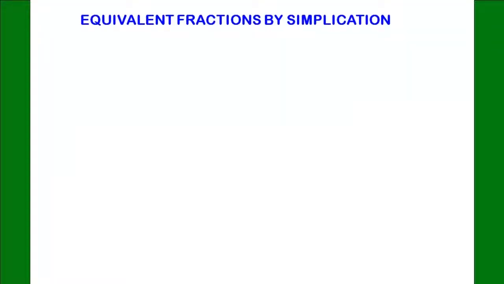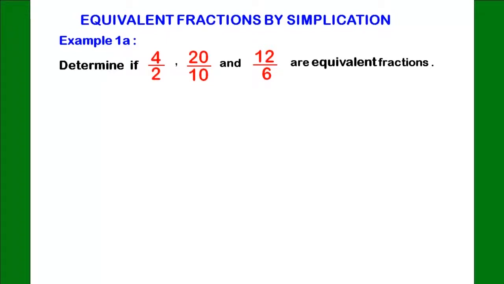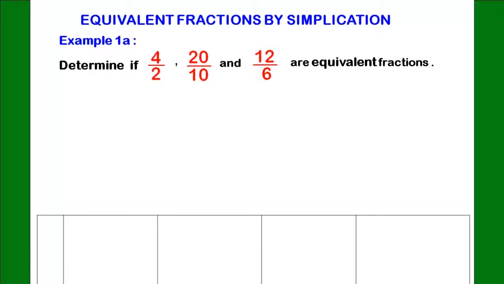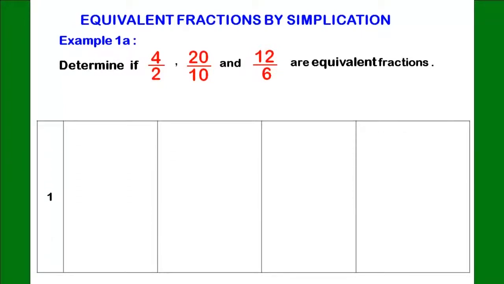In the following examples, we will look at how to determine equivalent fractions by simplification. Example 1a. Determine if 4 over 2, 20 over 10, and 12 over 6 are equivalent fractions. We will start with 4 over 2. We can divide both the numerator and denominator by 2. Therefore, 4 divided by 2 will give us 2, while 2 divided by 2 will give us 1. 4 over 2, when simplified, gives us a value of 2 over 1.